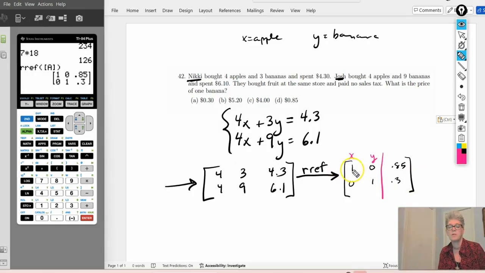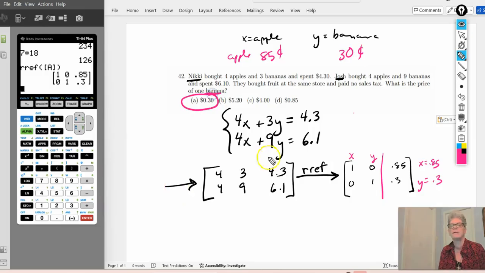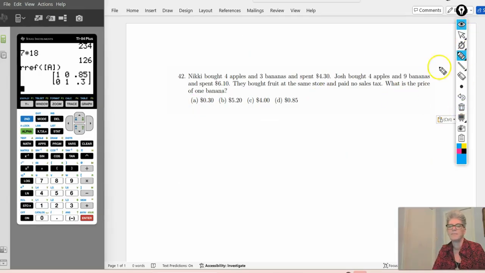So the first row tells me 1 times x plus 0 times y equals 0.85. So x was an apple, and the price of 1 apple is 85 cents. We were asked for the price of a banana. So the second row tells me 0 times x plus 1 times y is equal to 0.3. So the price of a banana, y, is 30 cents. If I'd been asked the price of an apple, the answer would have been D. But for this, the answer is A.